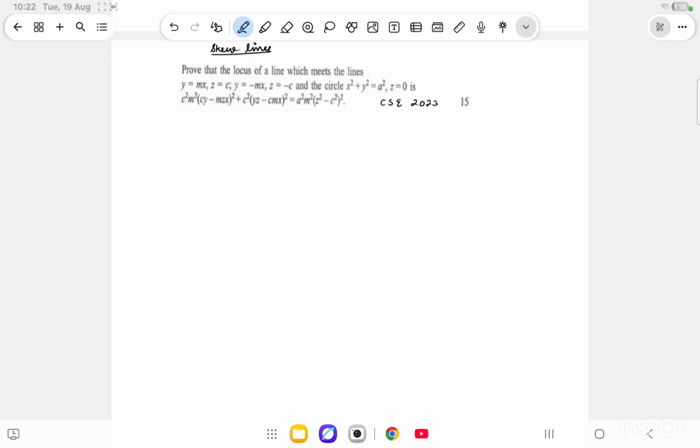Let's discuss questions related to skew lines. So question number 1 is, prove that the locus of a line which meets the line this and the circle is this. So we are supposed to prove that the locus of a line which meets two given lines and a circle is this given relation.